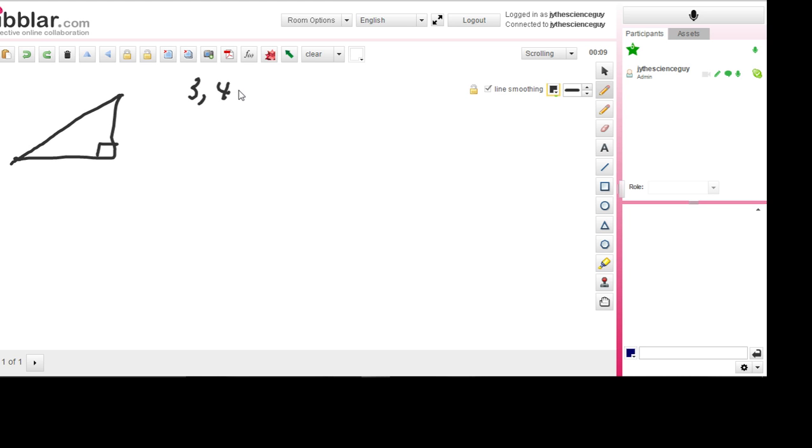3, 4, 5. That's 1. 5, 12, 13, 8, 15, 17. So when I'm doing this, I'm saying like the short side is 8, the medium side is 15, and the long side is 17. What does it have to do with it? I mean, won't they be different numbers? Will these always be the numbers? They will always be the numbers. If you know 2 of the numbers, then you know the third side.